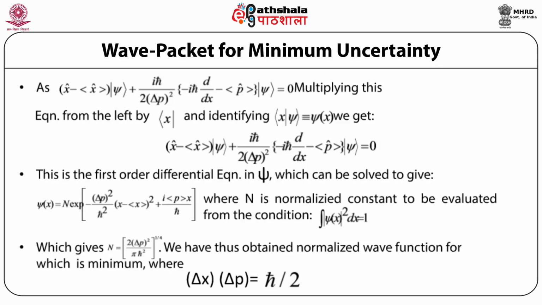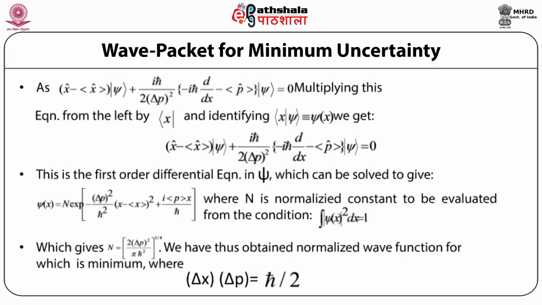So multiplying this equation from the left by the bra vector state x and identifying that bra vector state x ket vector state psi is equivalent to the wave function psi as a function of position x, we get bracket open operator x minus the expectation value of operator x bracket close acting on state psi plus iota times h cross by twice delta p square whole times bracket open minus iota times h cross times derivative with respect to x minus the expectation value of operator p bracket close acting on state psi is equal to 0.